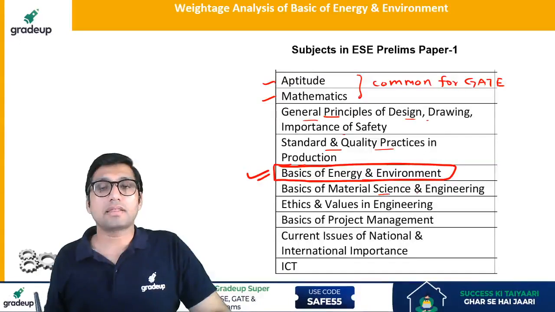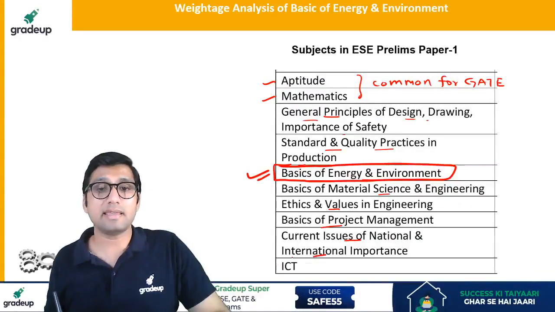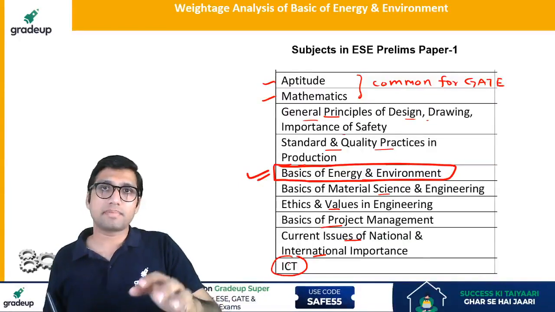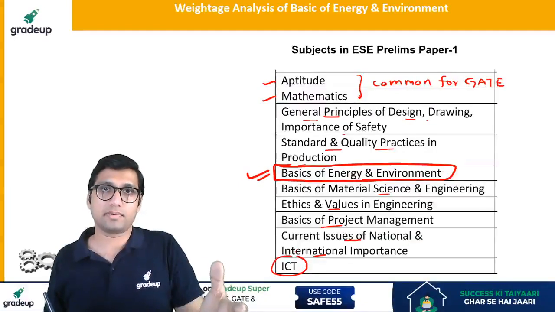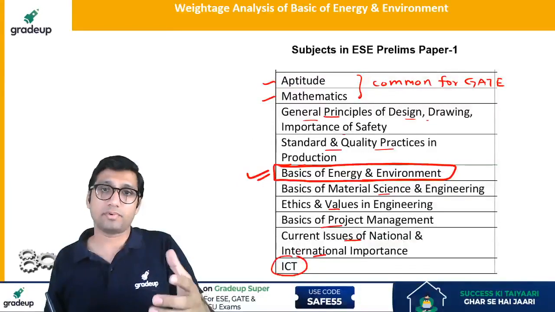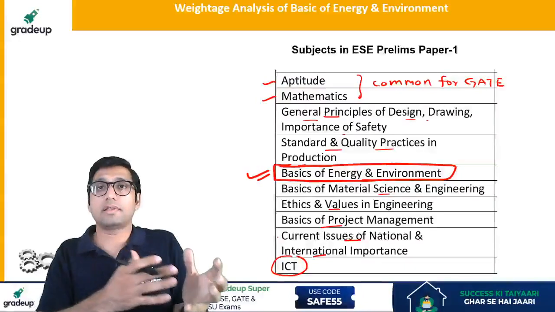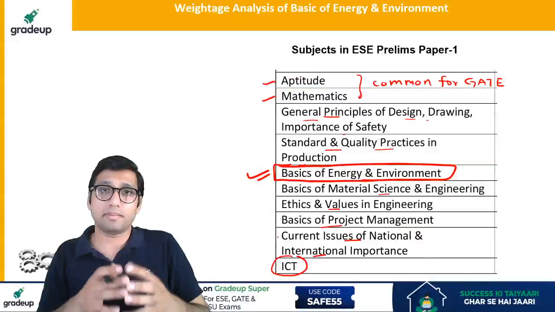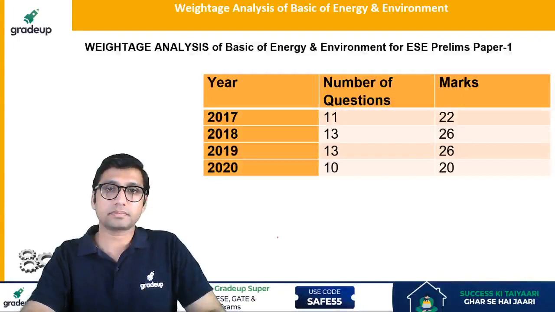Then basics of material science, engineering ethics and values, basics of project management, current issues of national and international importance, and ICT. This is a subject related to computer knowledge, okay, the concepts of computers, or the knowledge related to present technology in the field of computers.